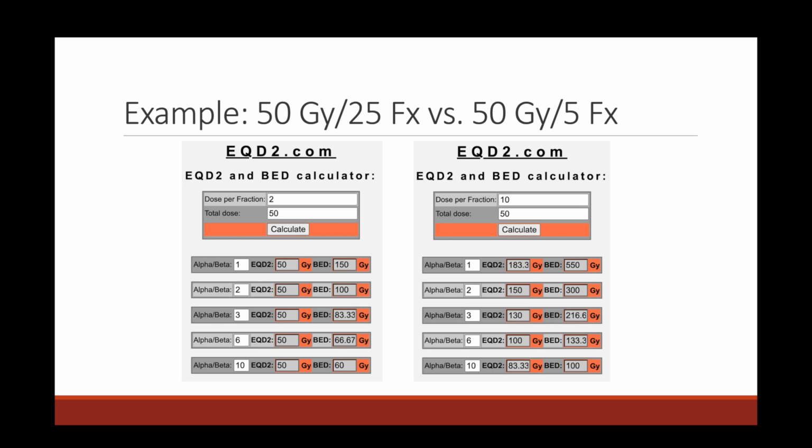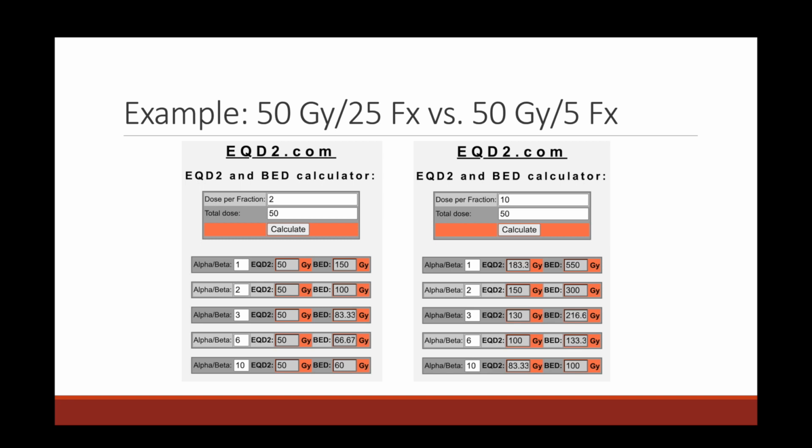The cells that are late responding tissues, so those alpha-beta 2s and the alpha-beta 3s, the BED for those tissues is higher than the BED for a tissue at alpha-beta of 10. You can see as we increase the fraction size to 10 gray per fraction in the second column, that BED and that EQD2 jump up significantly for tissues that have an alpha-beta of 2 or 3 compared to tissues that have an alpha-beta of 10, right?